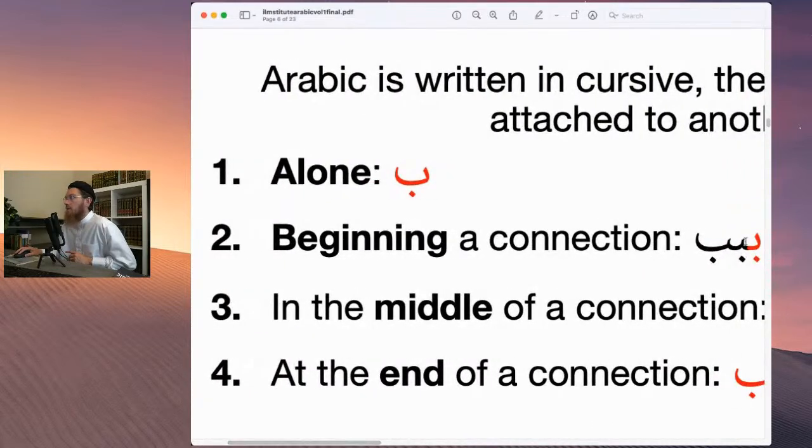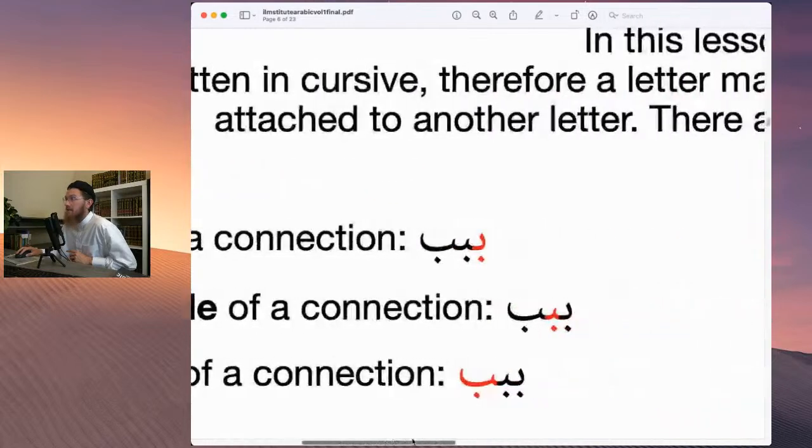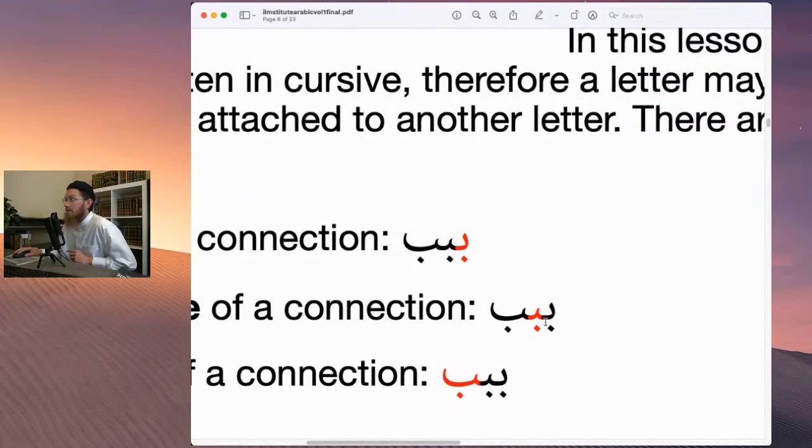So you need to be aware of that. So alone, beginning a connection, and then sometimes it'll be in the middle of a connection. There will be two letters, one before it and one after it. Here we can see how it looks when it's in the middle of a connection. It looks slightly different, but the main feature is that one dot underneath it. There's kind of a bowl shape, a U shape, and a dot underneath it.